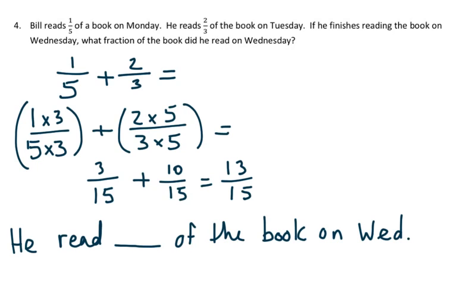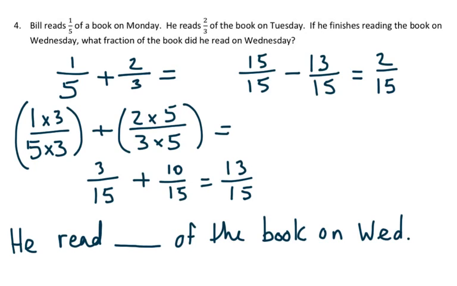So we have to take 13/15 and subtract it from the total of the whole book. And it's one book, so we're going to put that as 15 over 15. So 15/15 is the whole book. And we're subtracting 13/15, that's how much he already read. So what's left? So when we solve that, we have 2/15 left, and that is how much of the book he read on Wednesday. So we can put that right in our target sentence. He read 2/15 of the book on Wednesday.